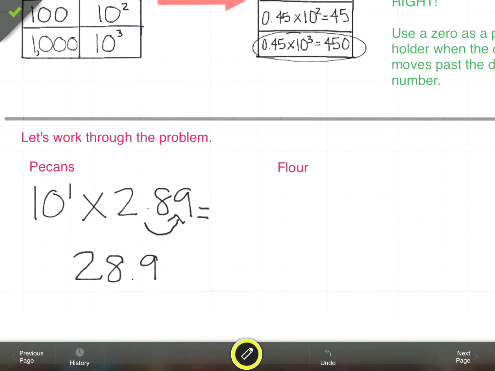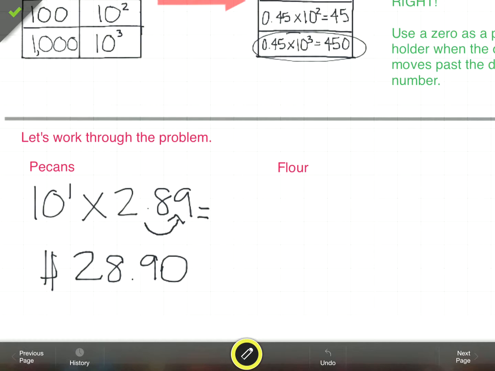And we end up with 28.9. Now we're dealing with money. So what this is telling me is that it's $28.90. So we do need to add that 0 onto the back of the 9. So now we know that it's going to cost us $28.90 to buy 10 pounds of pecans. Let's move on to flour.